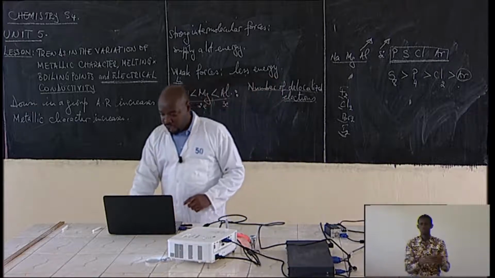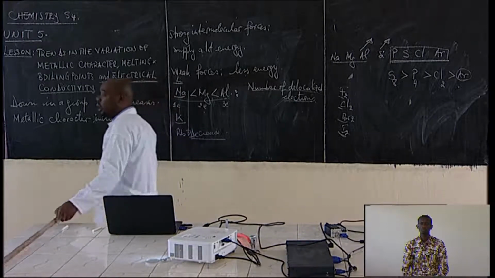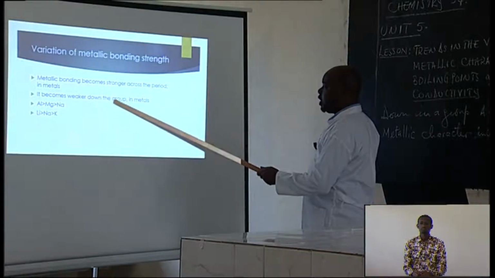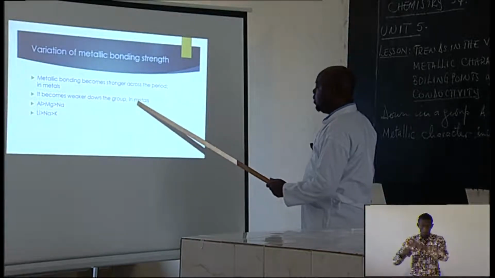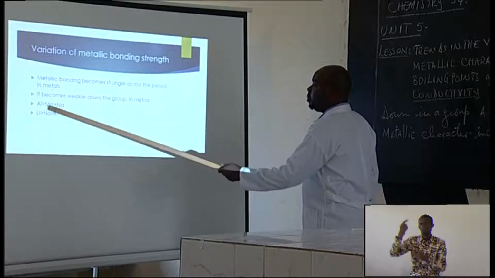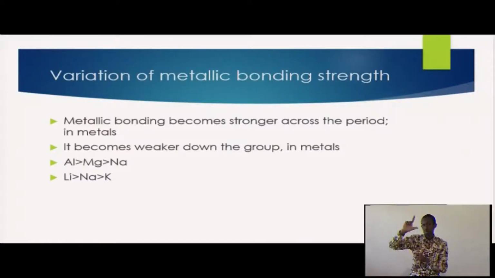So here we have some examples. As the metallic bond becomes weaker, the melting point decreases. We know that going down the group, lithium has the strongest metallic bonding and potassium has the weakest, so lithium has the highest melting point and potassium the lowest. Aluminium has the highest melting point because of the strongest metallic bonding.